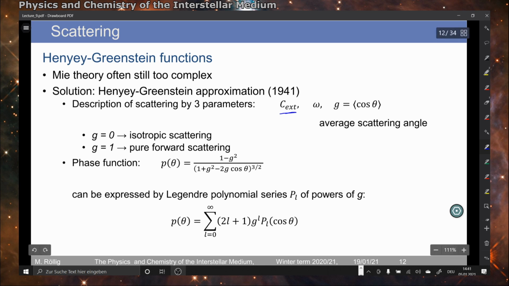So we have the extinction cross-section, we have the albedo omega, and we have the average scattering angle, so the mean cosine theta. This is the G parameter. For example, if G is 0, we have isotropic scattering. If G is 1, we have pure forward scattering, because G of 1 means that theta is approximately 0, so forward. And the phase function proposed by Henyey and Greenstein is given here.